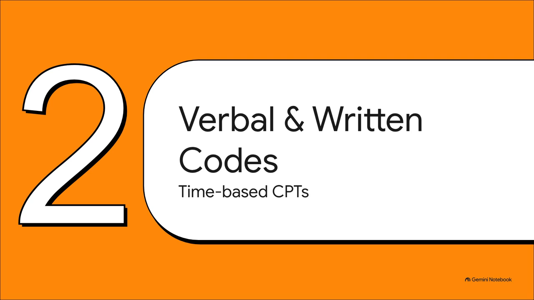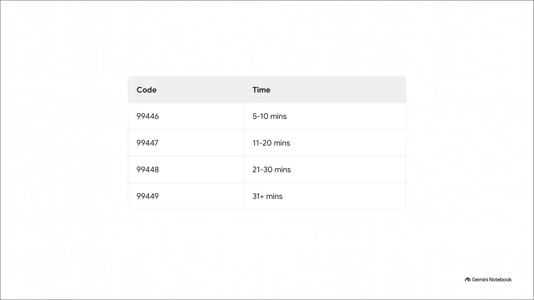Moving right along to Section 2, verbal and written time codes. Let's break these down. This table is basically your ultimate cheat sheet for CPT codes 99446 through 99449. Notice how picking the right code for the consulting specialist is entirely driven by their cumulative consultative discussion and review time. It's a really clean, progressive structure. You start at 99446 for 5 to 10 minutes, step up to 99447 for 11 to 20, then 99448 covers 21 to 30 minutes, and finally, you hit 99449 when that cumulative time crosses the 31-minute mark.